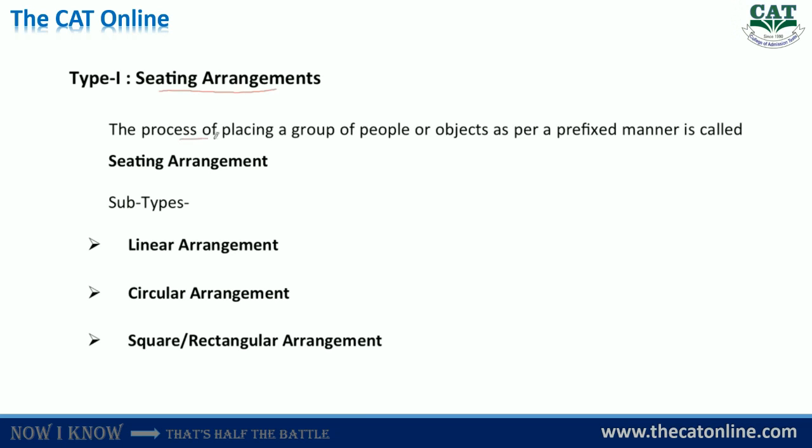So this is the process of placing a group of people, this is an important word, or it could be objects in a prefixed manner, and things or people can be arranged in a linear manner or a circular manner or around a polygon. It could be a square or a rectangular. Rarely any other form is asked. So make sure you do questions on all the three parameters.